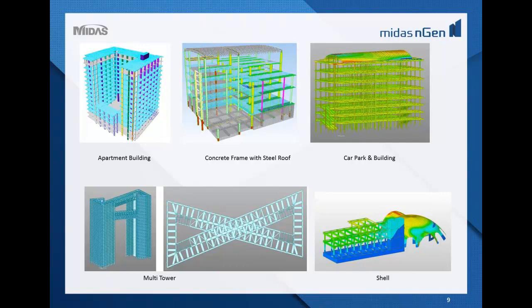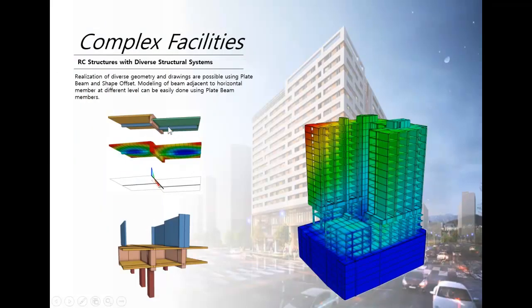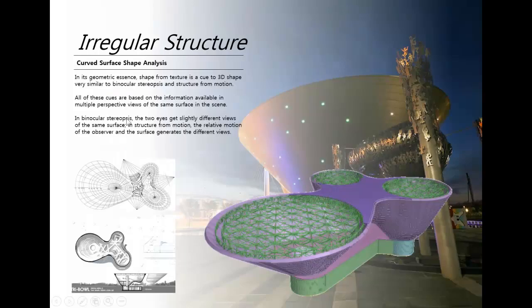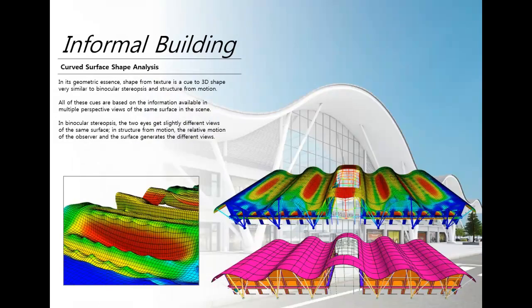There are some complex facilities that you can also model, analyze and design in MIDAS nGen. As you can see here, you can have drop slabs modeled as well. The element used for the beam is a plate beam element, which can provide us the design and analysis just like a beam. Then we can have curved surface shaped analysis. Another good example of curved surface shaped analysis is right in front of you. So we can easily generate these kinds of shells and perform stress analysis.